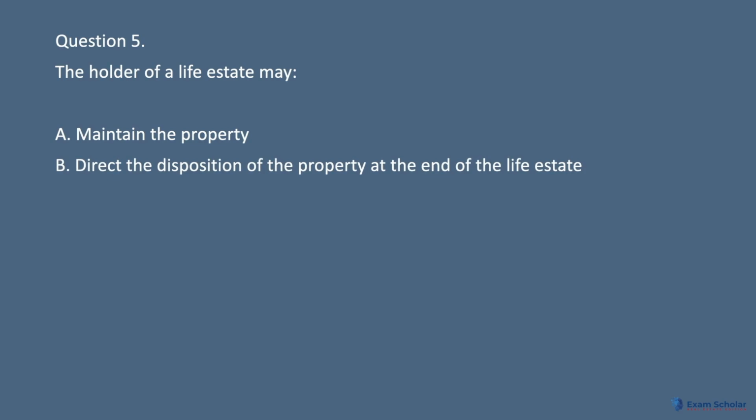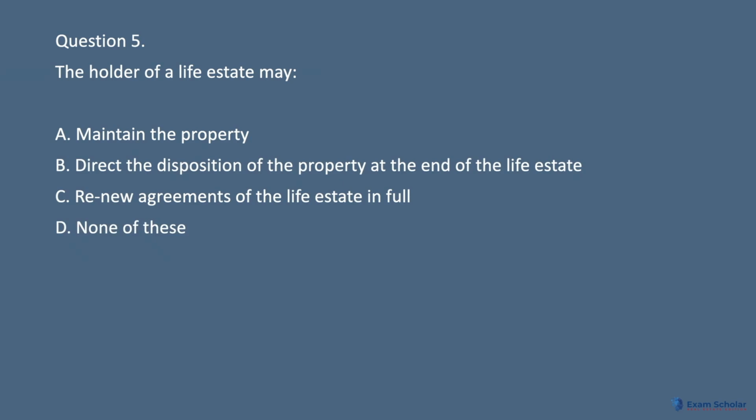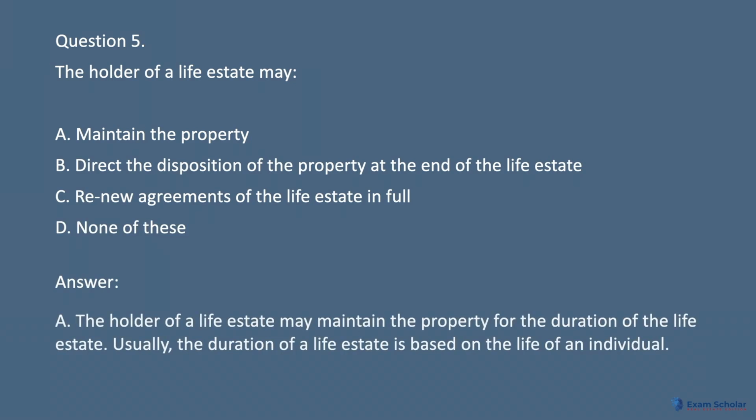Question 5. The holder of a life estate may A. Maintain the property. B. Direct the disposition of the property at the end of the life estate. C. Renew agreements of the life estate in full. D. None of these. Answer: A. The holder of a life estate may maintain the property for the duration of the life estate. Usually the duration of a life estate is based on the life of an individual.